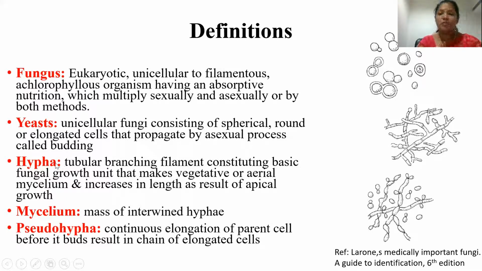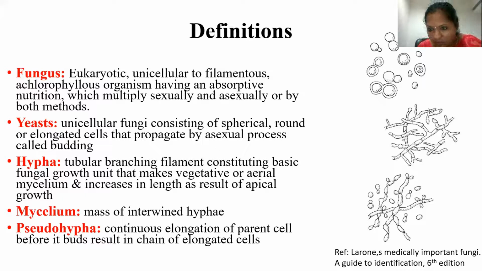Then another form is mold. Mold is formed of the mycelium. Here you can see this is the mycelium. Mycelium is a mass of intertwined hyphae. So first, basically, you should know what is hyphae. These are the hyphae. These are tubular branching filaments constituting the basic fungal growth unit that makes vegetative or aerial mycelium and increases in length as a result of apical growth.